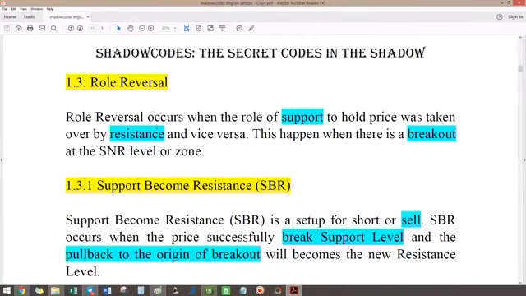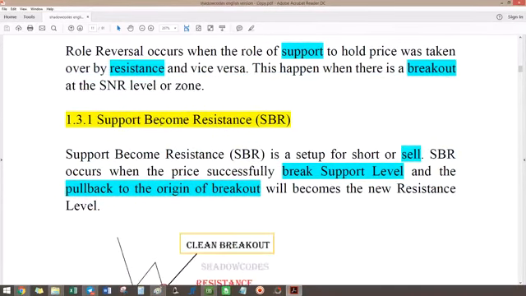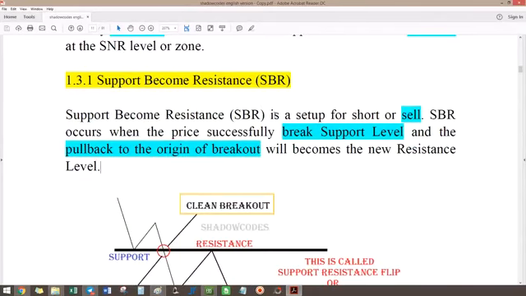Role reversal occurs when the role of support to hold price is taken over by resistance and vice versa. This happens when there is a breakout. Okay, the keyword is breakout. Support becomes resistance, or SBR, is a setup for short or sell.